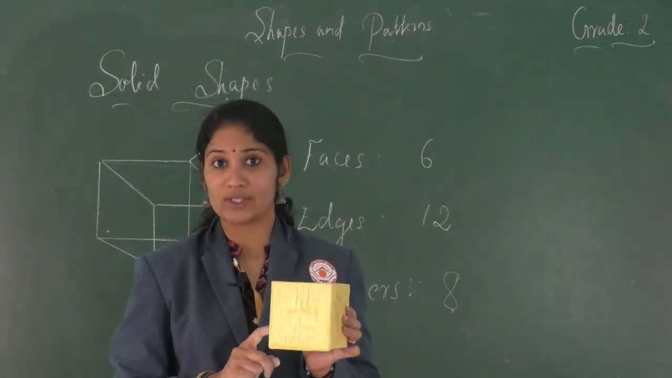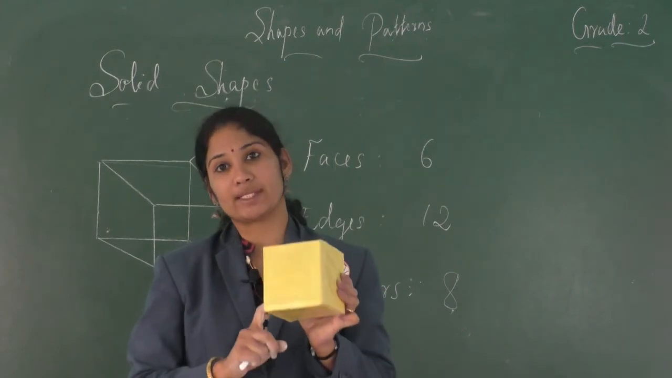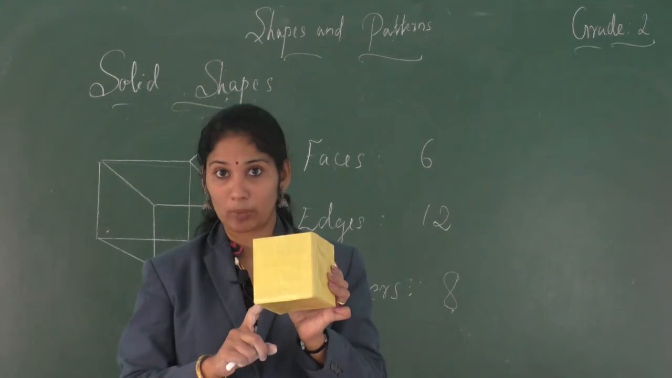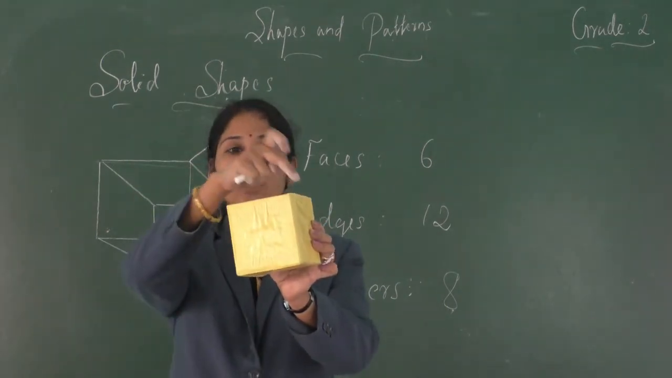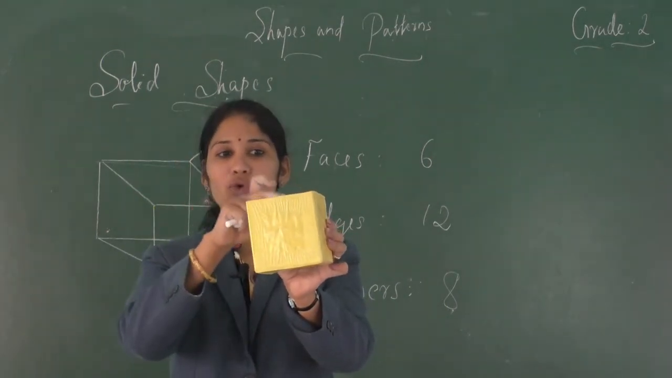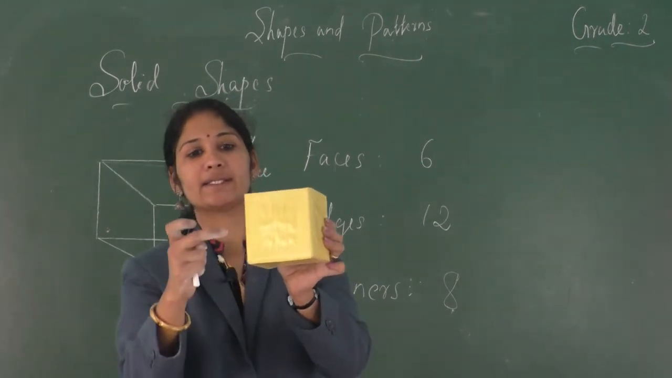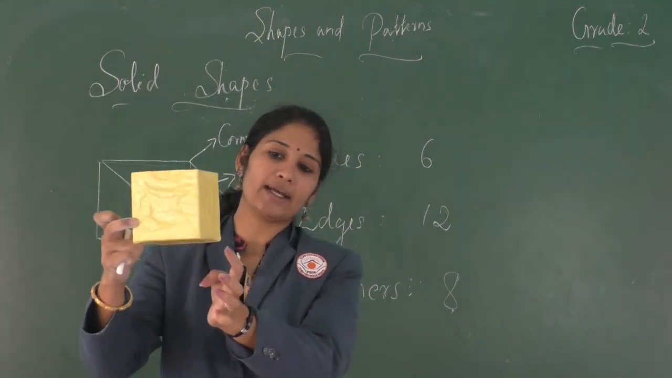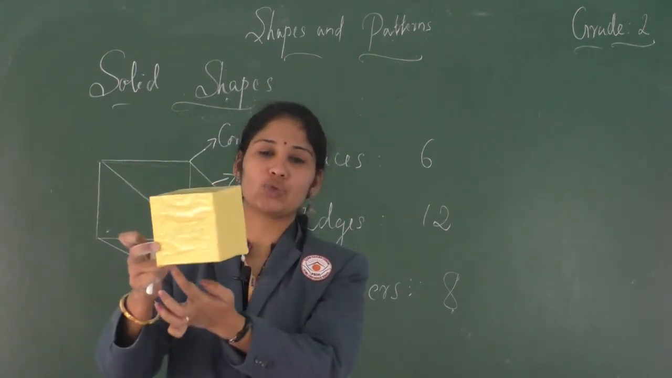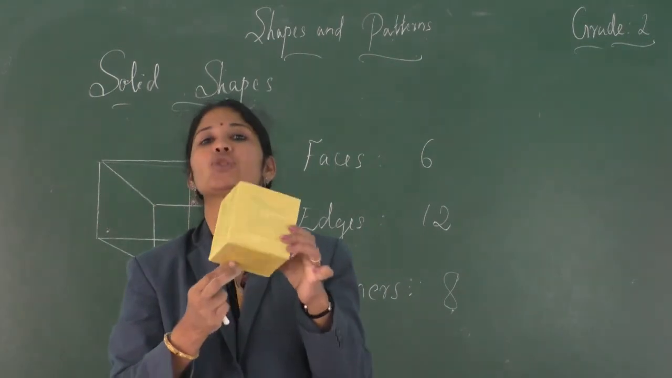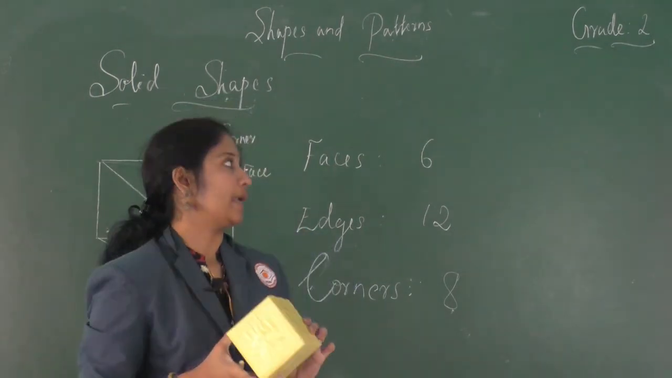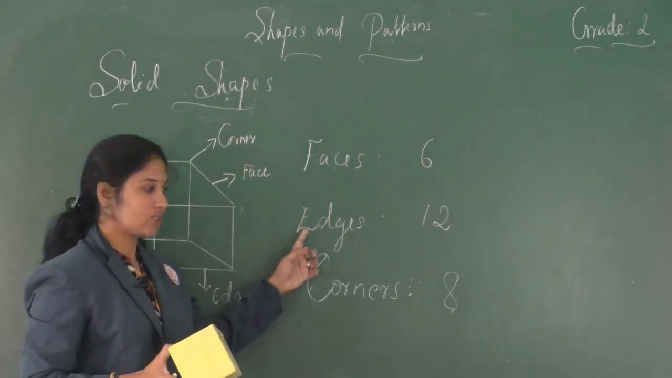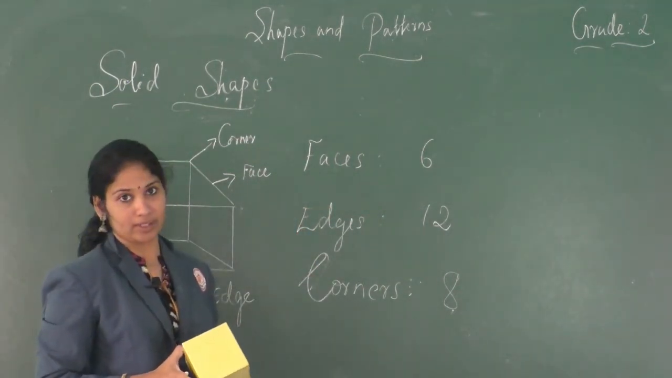And what is edges? The two faces meeting together is called edges. So how many edges? 1, 2, 3, 4, 5, 6, 7, 8, 9, 10, 11, 12. Cube has got 12 edges. So cube has 6 faces and 12 edges and 8 corners.